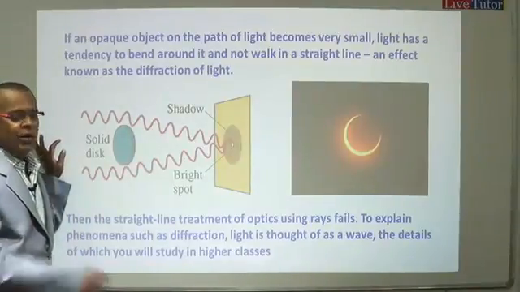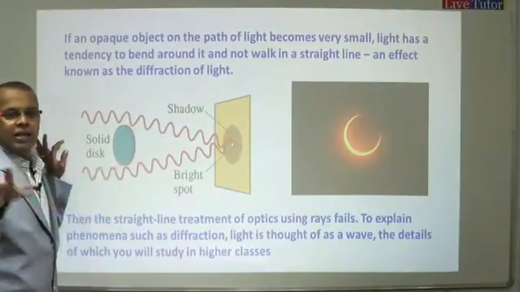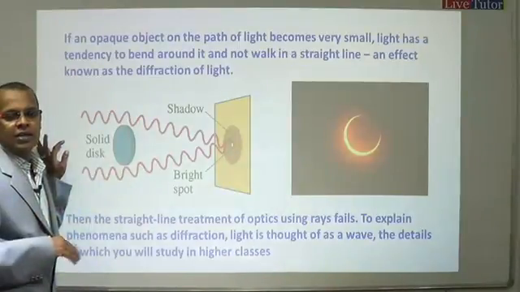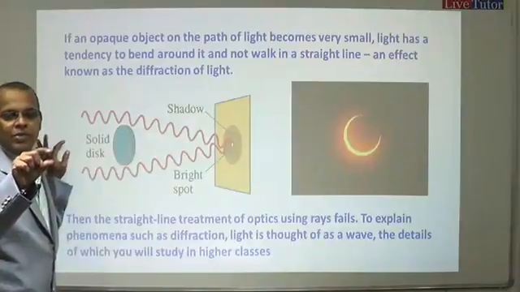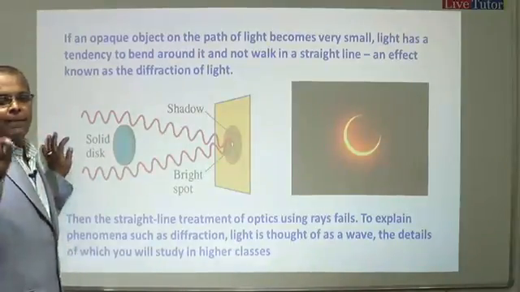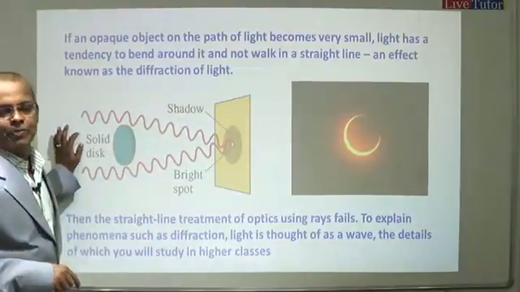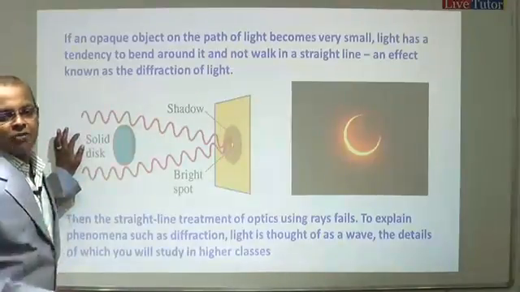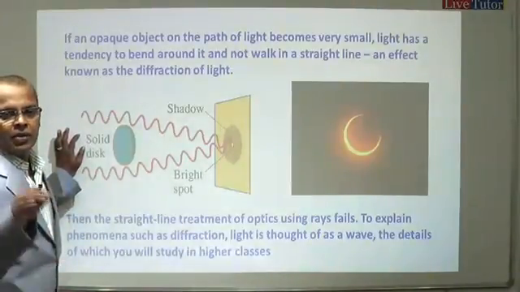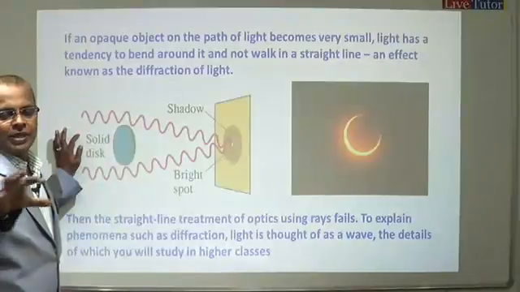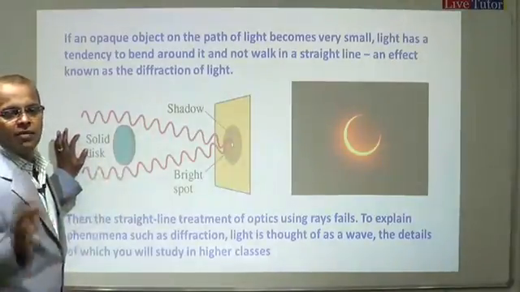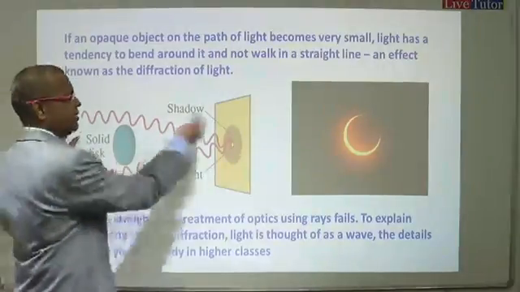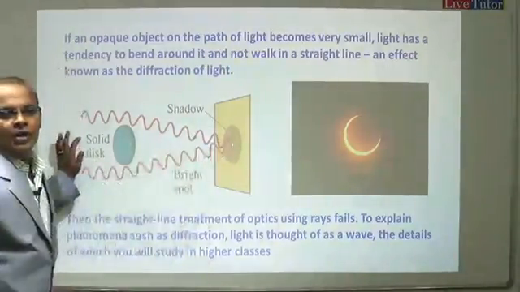Right. So now we understand that light is not always traveling in a straight line. It is able to bend also, bend around the edges. To put it in a nutshell, the bending of light around the edges is called the diffraction of light. Now the straight line treatment of optics is failing. We can't say that light is always traveling in a straight line. Sometimes it is bending like this.